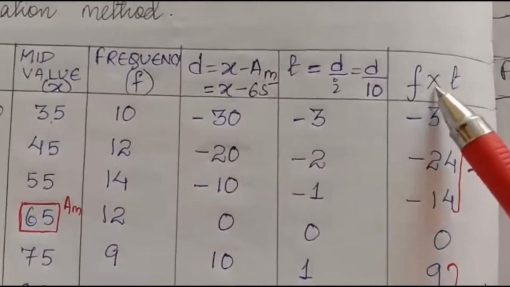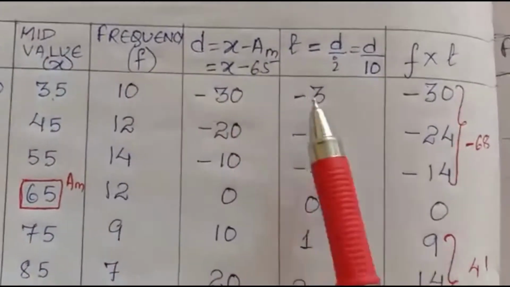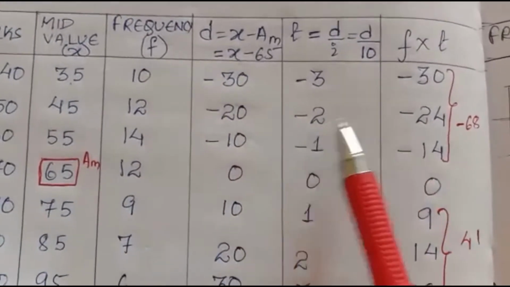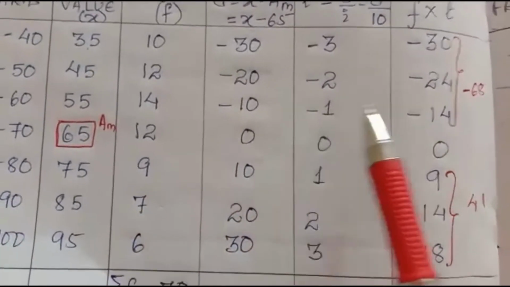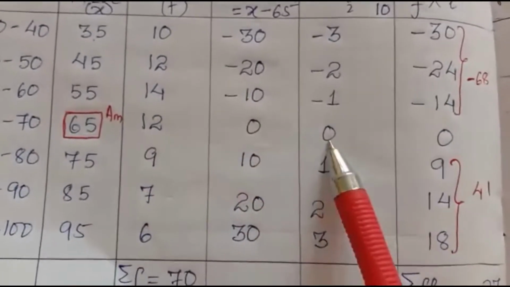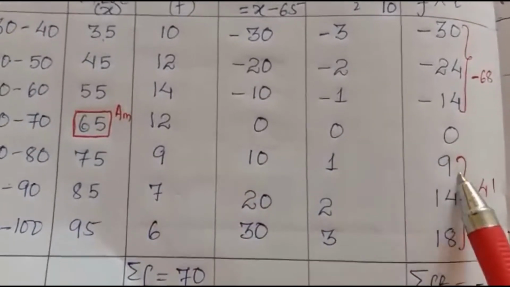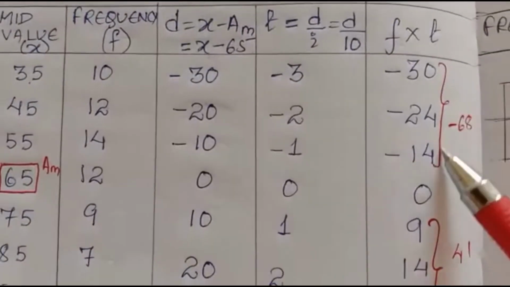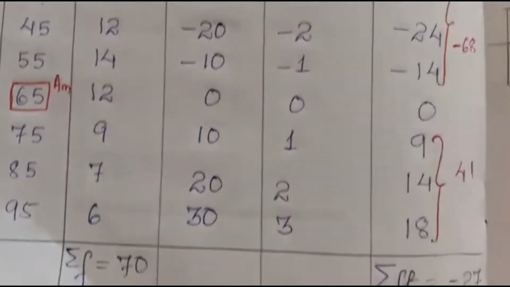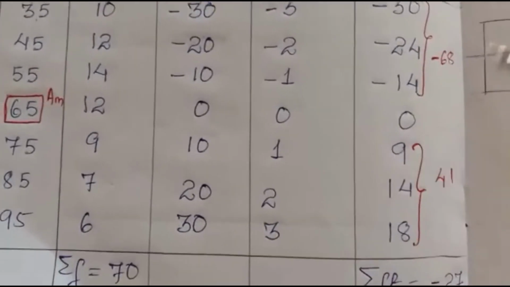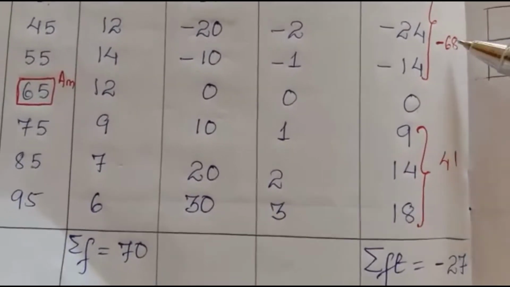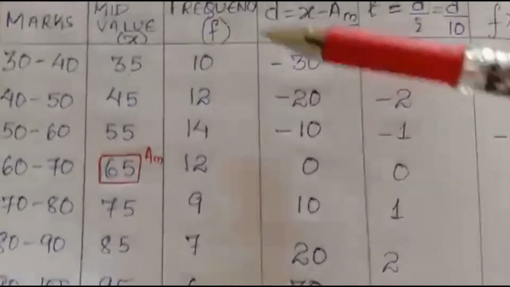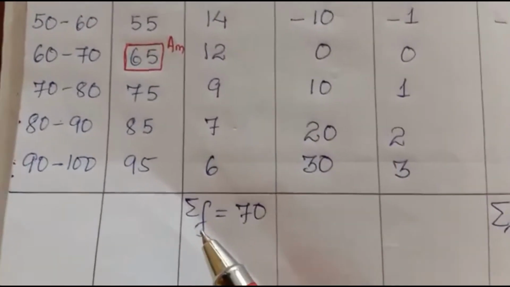So here we have to find F into T. 10 into minus 3 is minus 30, 12 into minus 2 is minus 24, 14 into minus 1 is minus 14, 12 into 0 is 0, 9 into 1 is 9, 7 into 2 is 14, 6 into 3 is 18. First you add the negative numbers, minus 68, and the positive 41. These two numbers will be subtracted, so minus 68 plus 41 is minus 27. That is summation FT. Summation F is 70.